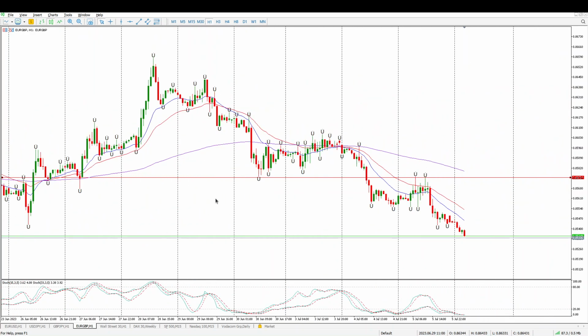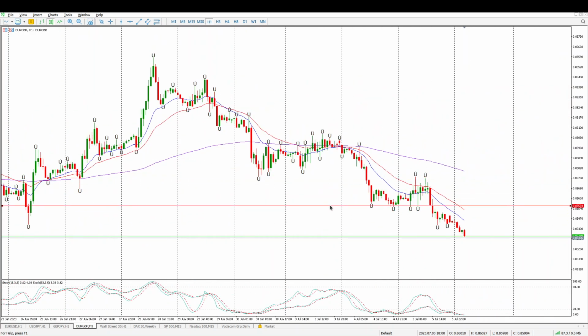Anyway, what we want to be doing is looking for a short, and that's the area to be looking for the short. 0.85561 is the area you want to be short, and you're basically targeting this area where we are at the moment, which is 0.85343.